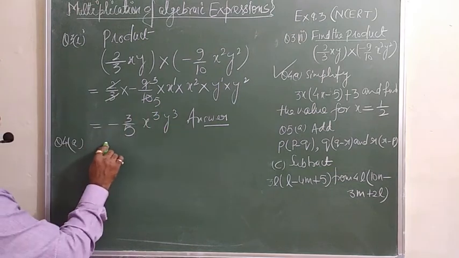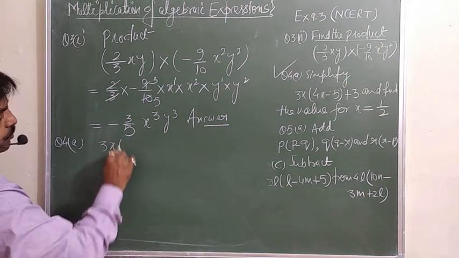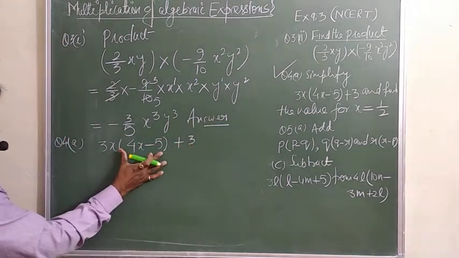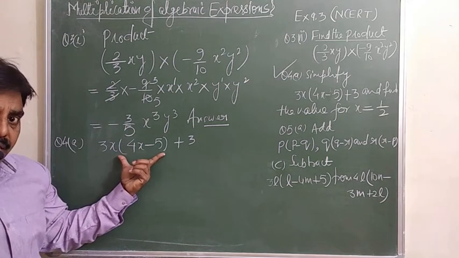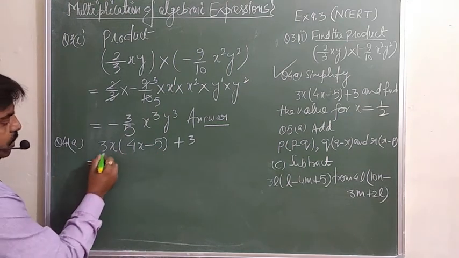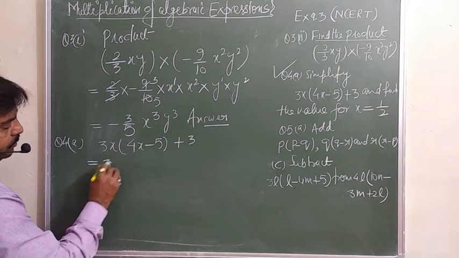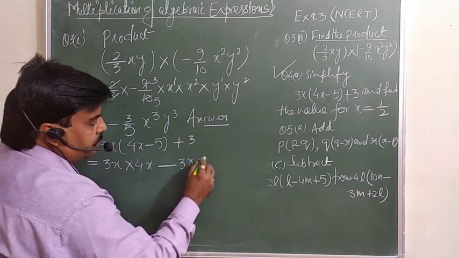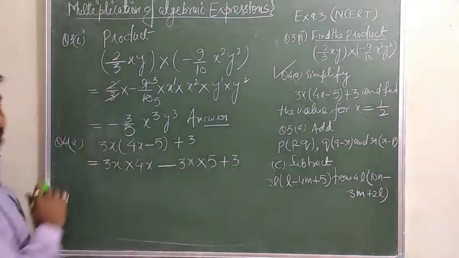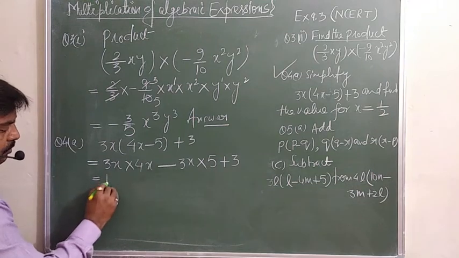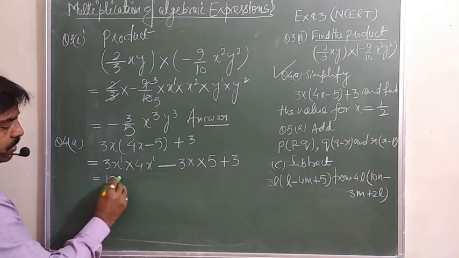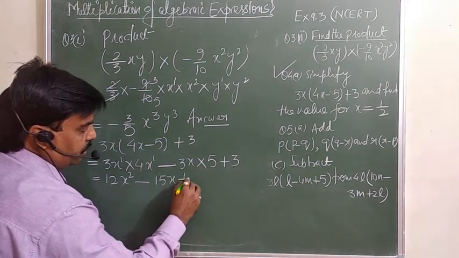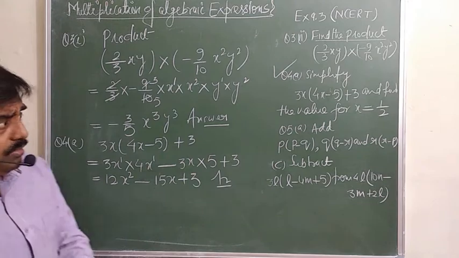So to simplify, I am directly taking 3x into 4x minus 5 plus 3. Simplify means you are supposed to remove this parenthesis. Remove it. Look, with 3x you are to multiply this 4x, 3x into 4x, 3x with minus 5, and 3 will remain as it is. This will remain as it is. Now this is equal to what? 3 4s are 12. X raised to power 1 and here is 1. So x raised to power 2. 1 plus 1. 3 into 5 is 15x plus 3. This is your simplified form. But what did he say?